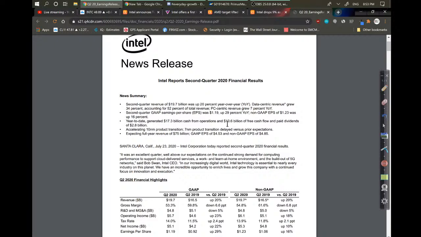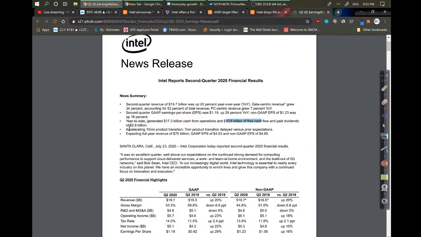Second quarter GAAP earnings was $1.19, up 29%. And year to date, they have generated $17.3 billion in cash from operations. That is solid. And $10.6 billion in free cash flows and paid dividends of $2.8 billion. That is a healthy company. Obviously, we've got to do more fundamental analysis to figure out more details, but if a company has almost $10 billion in free cash flows, that is solid. They're building a solid positioning.